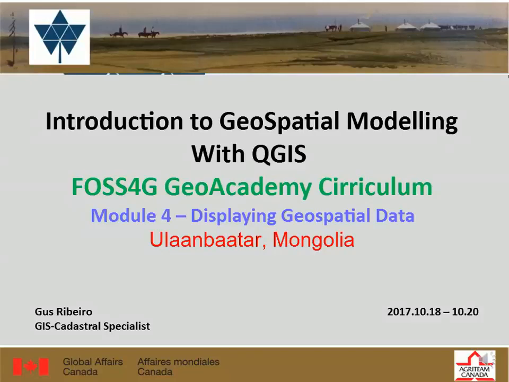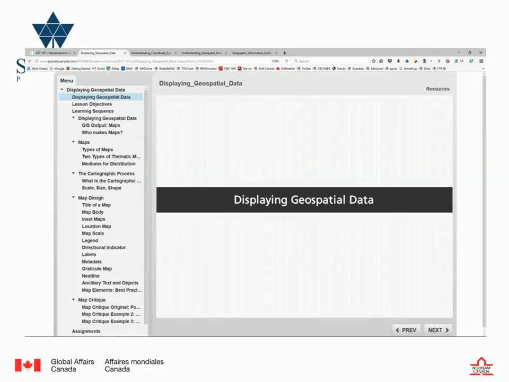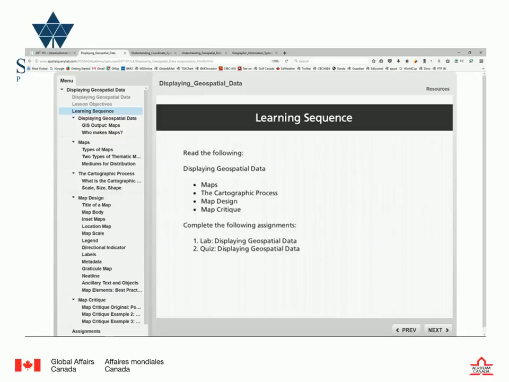So this is module 4, and module 4 talks about displaying geospatial data. Basically, it is creation of maps, how to do cartography, what the cartographic process is, and we're going to talk a little bit about map design, and then we're going to talk about critiquing the maps.